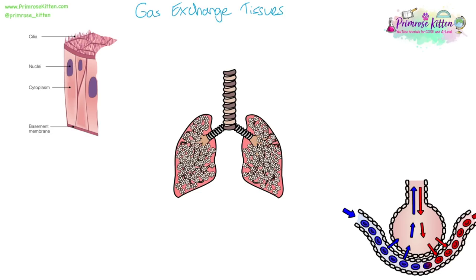Gas exchange tissues. One of the main tissues that lines the airway of the gas exchange system is ciliated epithelium. It contains two types of cells, ciliated epithelial cells, which have cilia which move mucus, and goblet cells, which secrete the mucus. This mucus is important because it traps dust, dirt, and pathogens, and the cilia are necessary in order to sweep that mucus away so that it can be removed from the body.